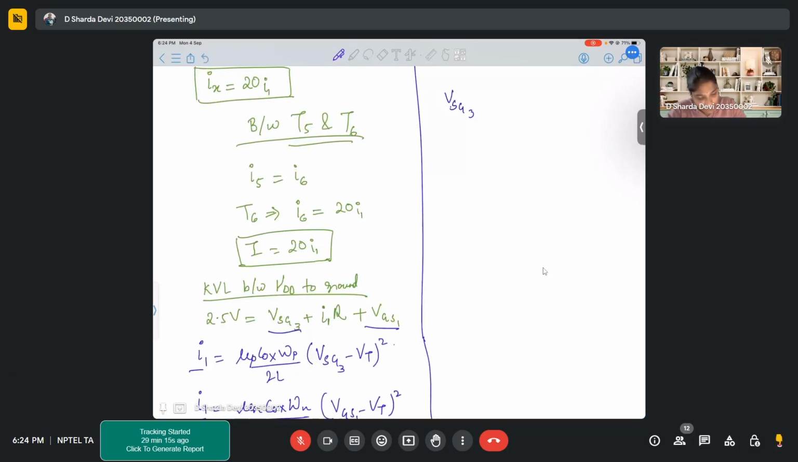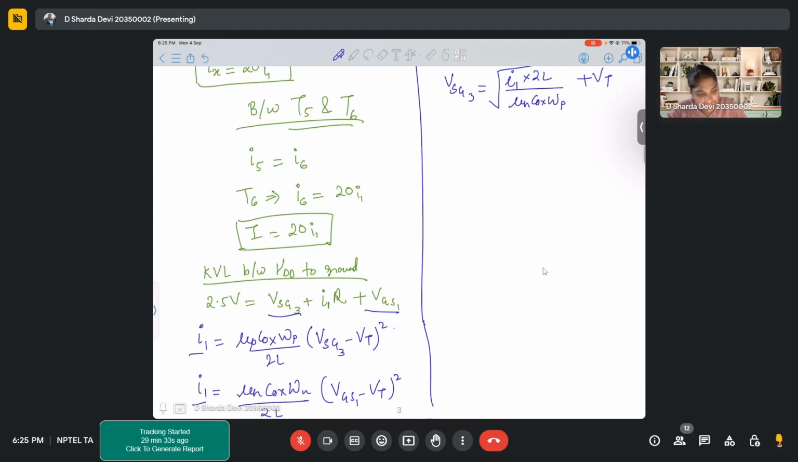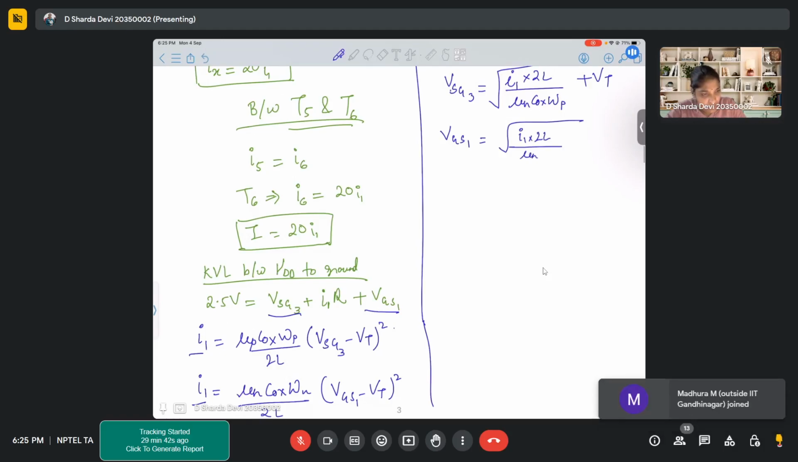So VSG3 is root under 2 I1 by mu p Cox WP by L, plus VT. So I can write my VSG3 like this, right? Similarly, VGS1 can be written as root under 2 I1 upon mu n Cox Wn by L, plus Vt.